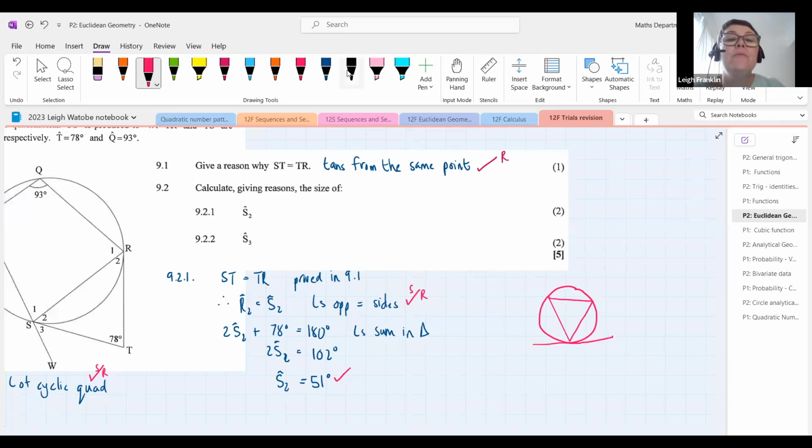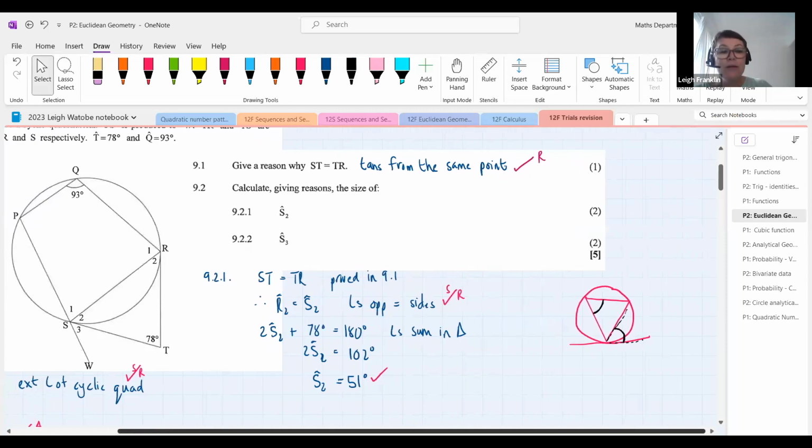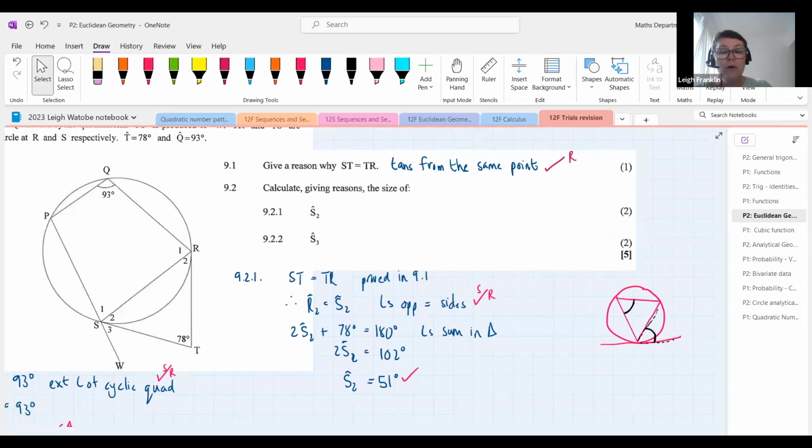Tan chord theorem tells us that the angle between the tangent and the chord, so that's going to be this angle over here, here is the tangent, here is the chord, subtends the angle in the alternate segment, so it's going to be that one over there. Can you see it's a triangle inside the circle, not a cyclic quad? That's why tan chord theorem in this case is not applicable. Does that make sense?